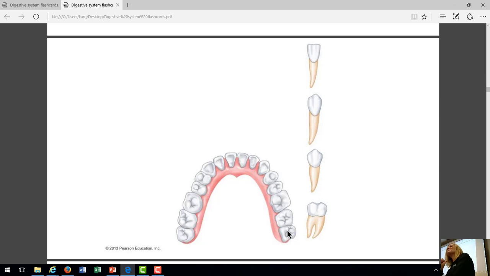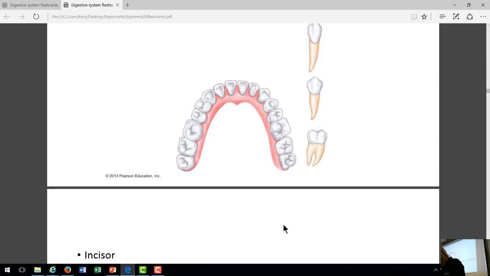So people sometimes don't get back there and brush like they should, and as a result, they get cavities in the wisdom teeth. So some people just recommend removing them regardless. Okay, so those are the teeth.